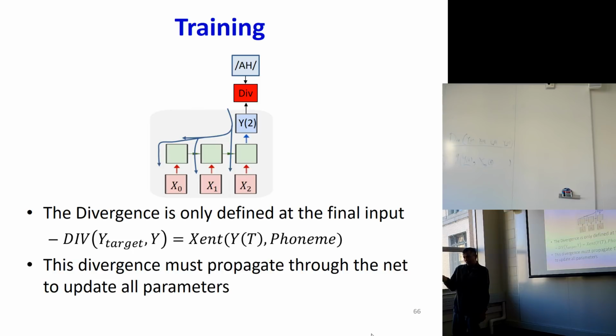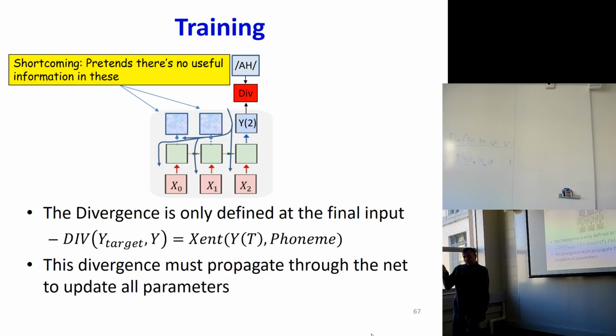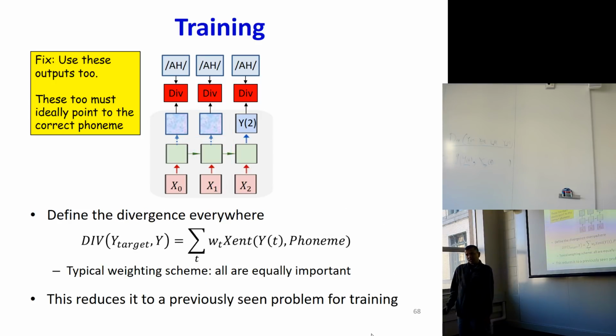Not really. And why is it not an efficient use of my data? I'm ignoring what could have happened over here. And I know that through the input, the output symbol did not change, right? Really, in principle, we are pretending there's no useful information coming out of these, but there is. We know those should have also been the same symbol. So what we could be doing instead is assigning the same label at each point. And when we do so, what have we done?